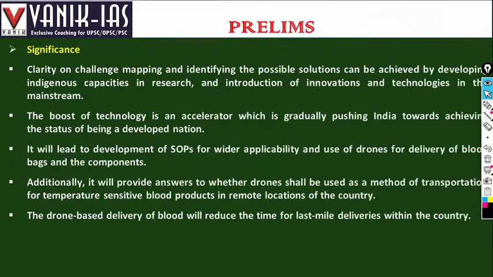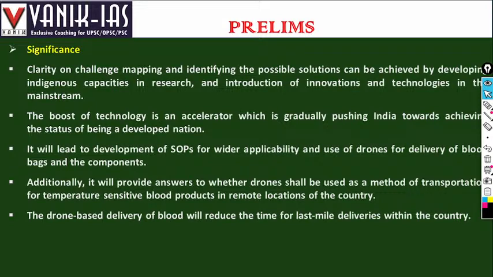Clarity on challenge mapping and identifying the possible solutions can be achieved by developing indigenous capacities in research and introduction of innovations and technology in the mainstream. The boost of technology is the accelerator which is gradually pushing India towards achieving the status of a developed nation. It will lead to development of the SOP, standard operating procedure, for wider applicability and use of drones for delivery of blood bags and components.